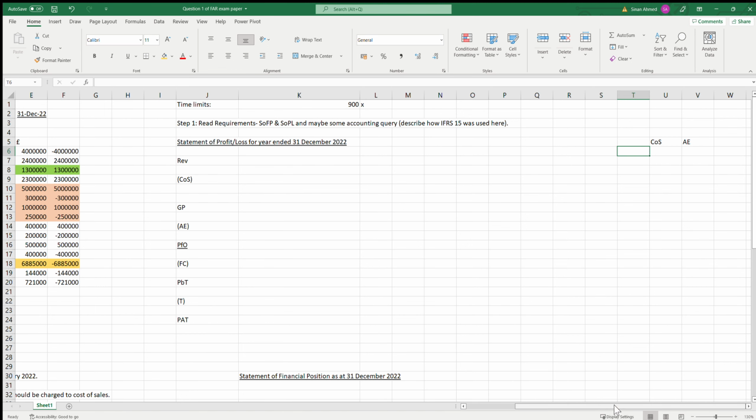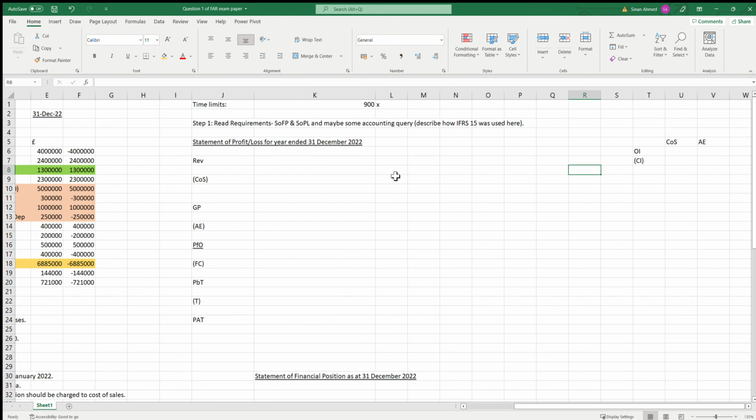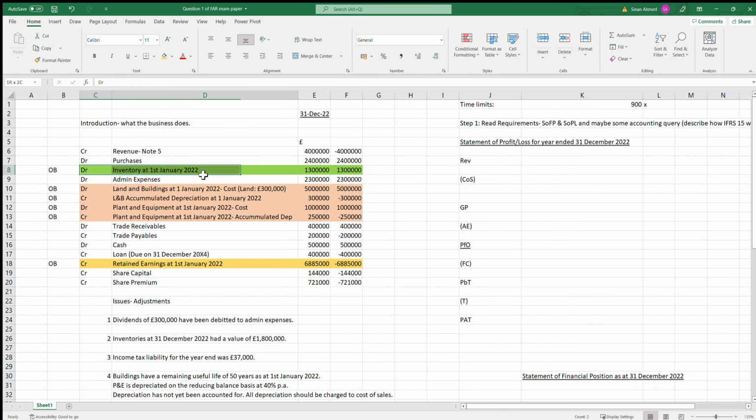So cost of sales at minimum is going to have opening inventory less closing inventory, right? So why don't we deal with that immediately? So our opening inventory is 1.3 million. Okay, so I'm going to put opening inventory of 1.3 million. Fine. Let's cross out some stuff. Let me just darken that so that I know that I've used it.